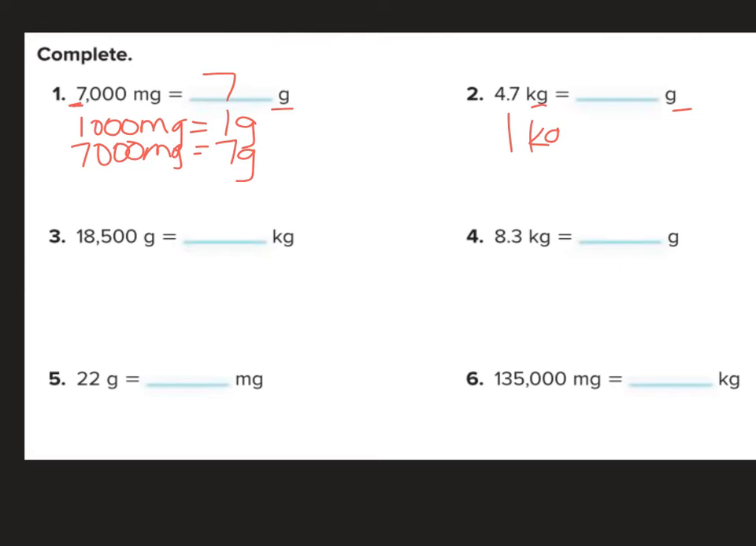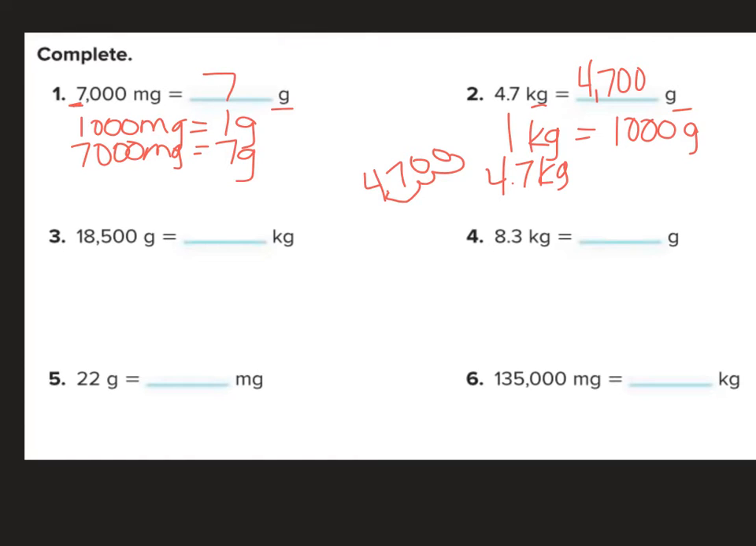Okay. So here I'm going kilograms to grams. 1 kilogram equals 1,000 grams. So 4.7 kilograms, I need to multiply by 1,000. If I take 4.7 and multiply it by 1,000, which means I'm moving the decimal 3 spots to the right, 1, 2, 3, I would get 4,700 grams.